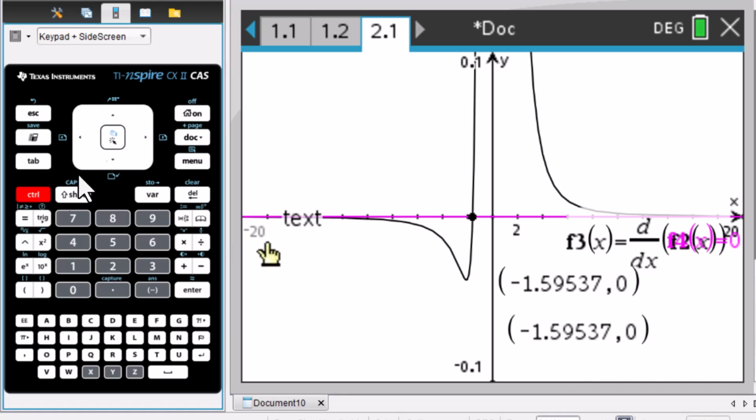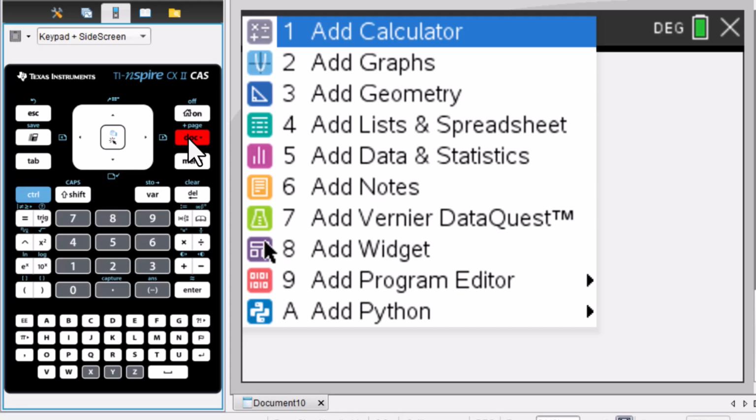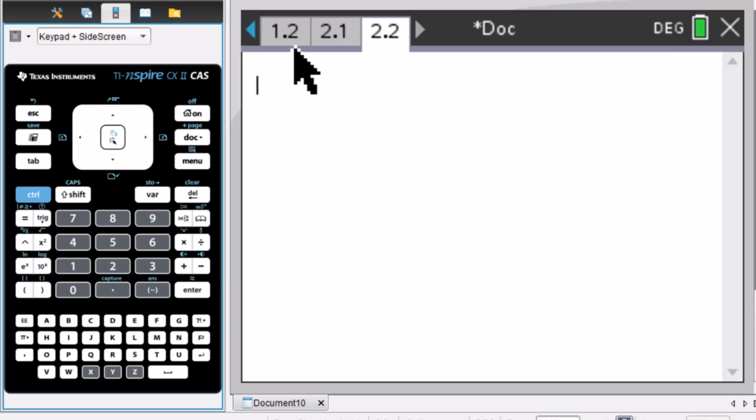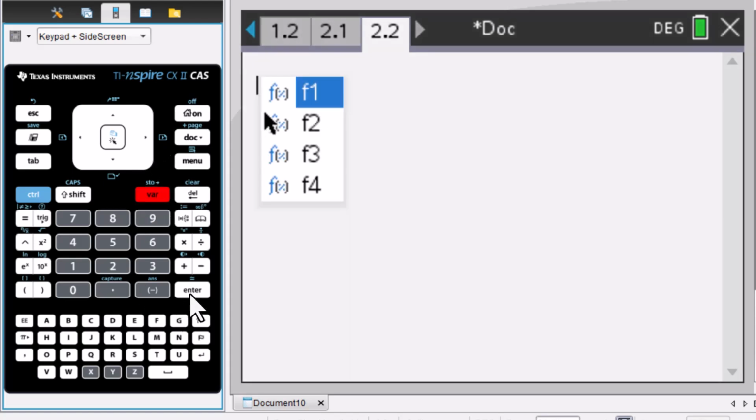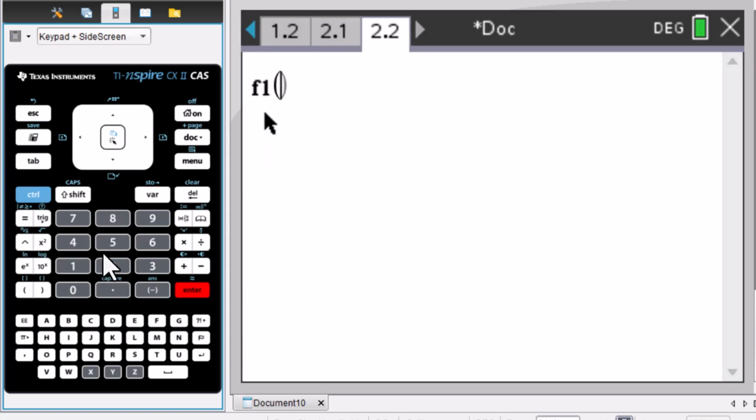Then control doc, we just add page, not add the problem. 1, 2.1, 2.2 means all the problems are connected to each other. So variables, 1, f1 of -1.60, enter. This is the coordinate of the point of inflection.